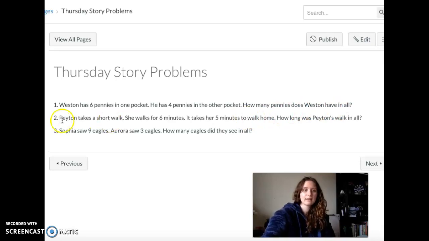Question number 2. Peyton takes a short walk. She walks for 6 minutes. It takes her 5 minutes to walk home. How long was Peyton's walk in all?